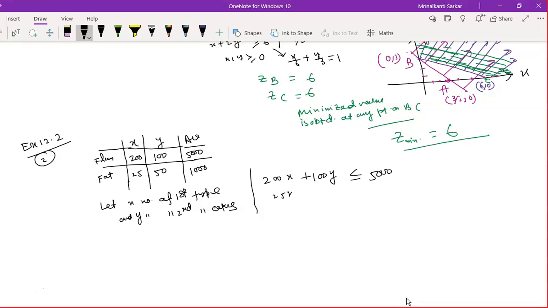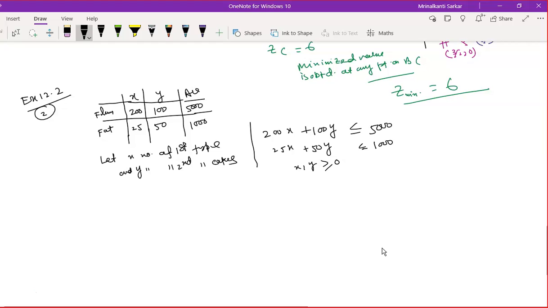And 25x plus 50y is less than or equal to 1000. And the number of cakes cannot be negative, it's common sense. So to solve this linear programming problem, we are going to maximize something. What do you think? Maximize Z equal to the number of cakes produced, that is, maximize Z equal to x plus y, subject to these two restrictions.